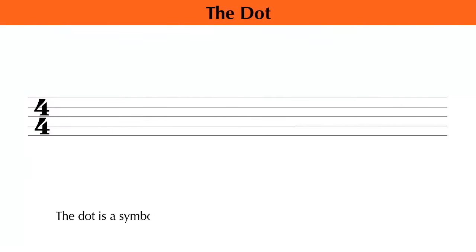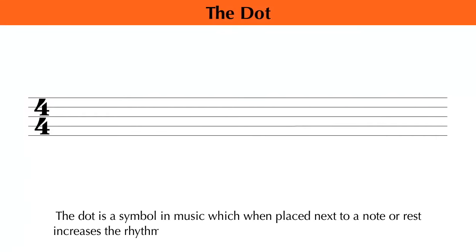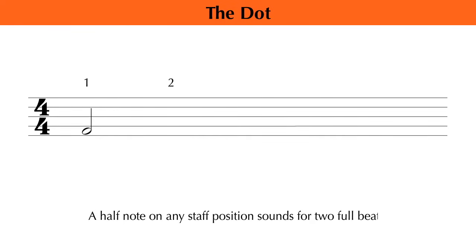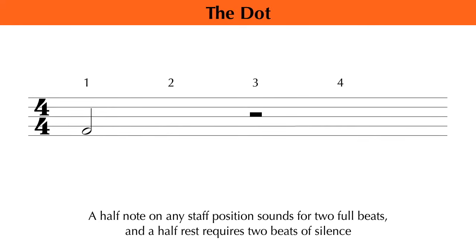The dot is a symbol in music which, when placed next to a note or rest, increases the rhythmic duration of that note by half of its original value. For example, a half note on any staff position sounds for 2 full beats, and a half rest requires 2 beats of silence.